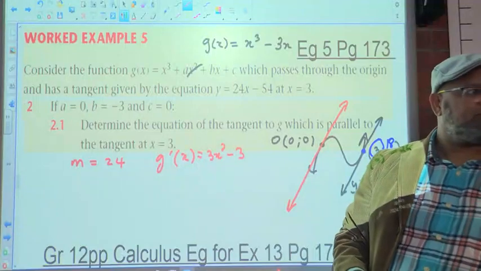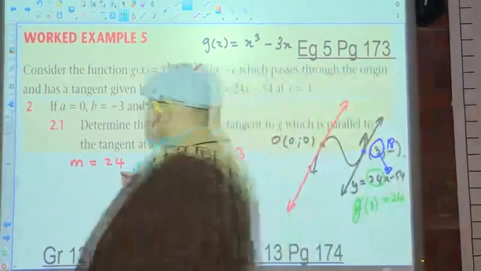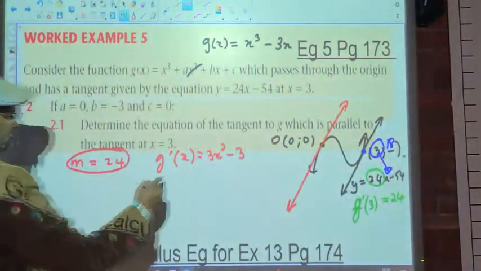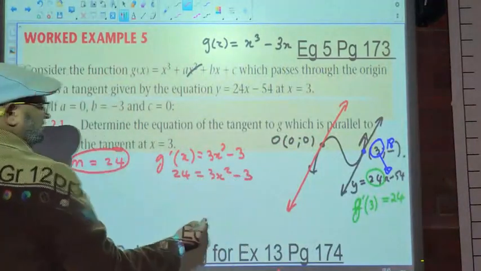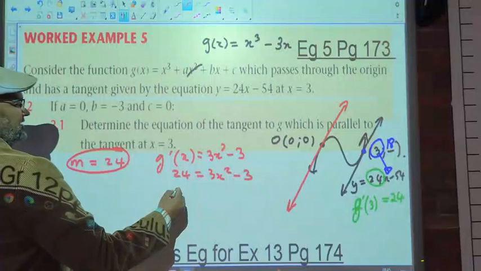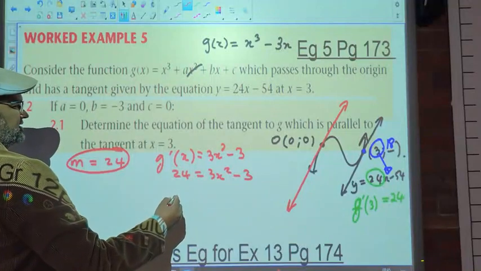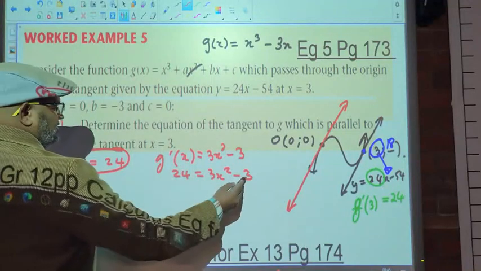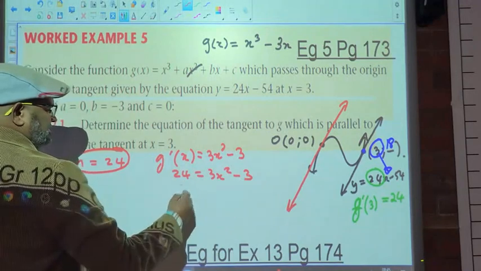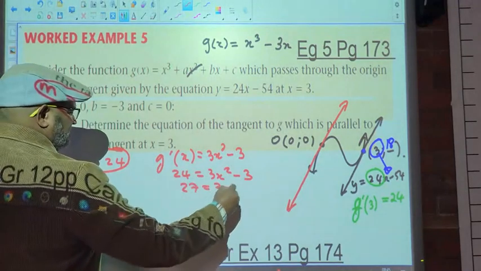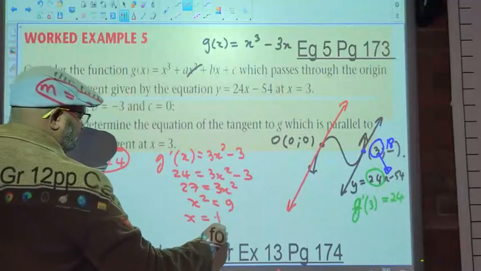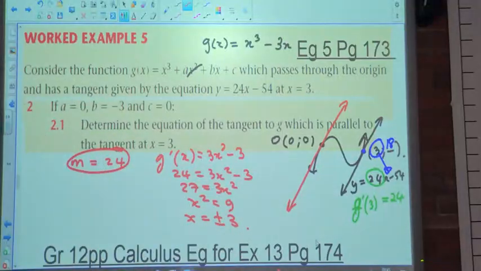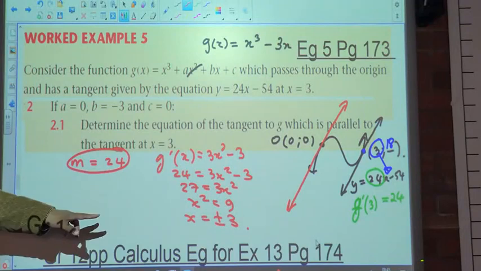Do you guys understand? Alright? So what is the general gradient? Let's say 24 is equal to 3x squared minus 3. They get over the equal sign and it becomes 24 plus 3 is 27. Divided by 3, x squared is equal to 9. Square root, plus minus.